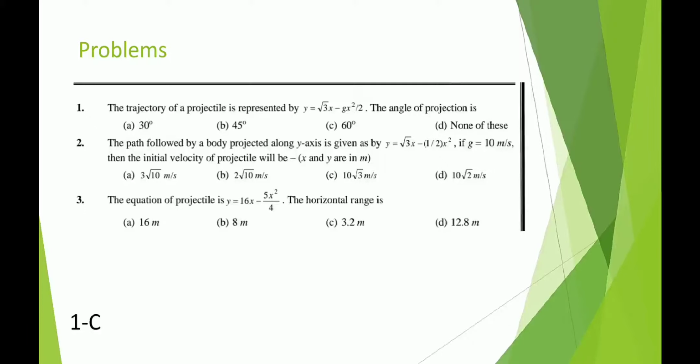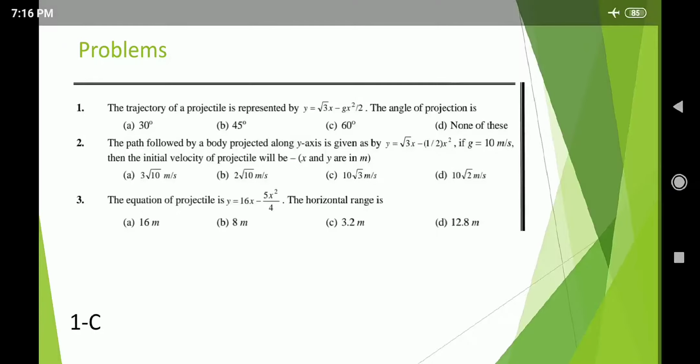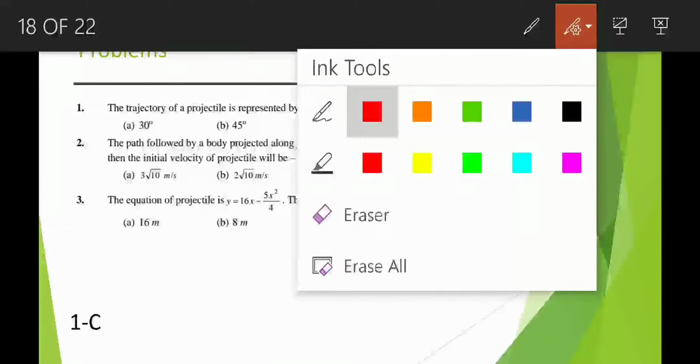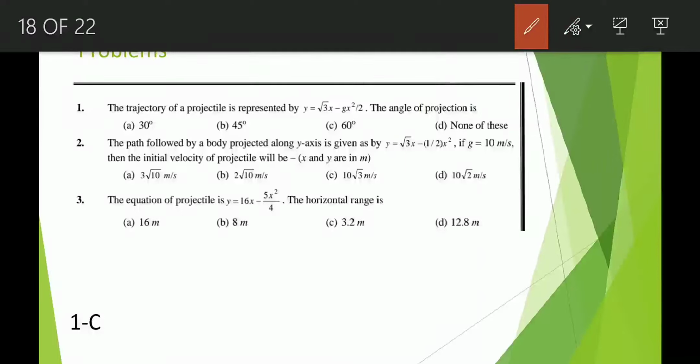Then the problem part. First one, the trajectory of the projectile. The trajectory of the projectile is represented by y is equal to root 3 x minus g x square by 2. The angle of projection is, option C. Let's see the solution.